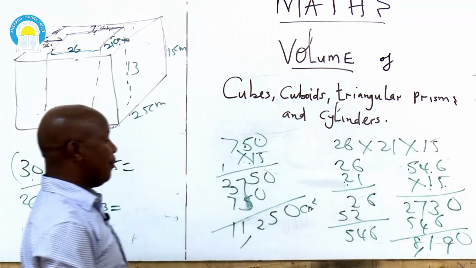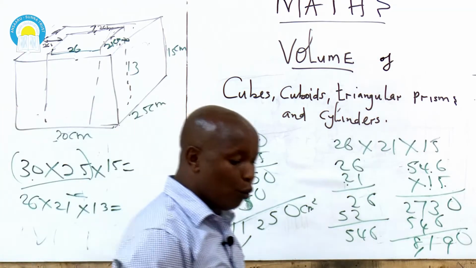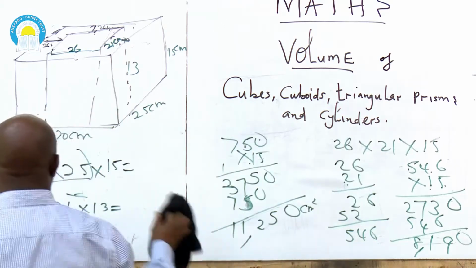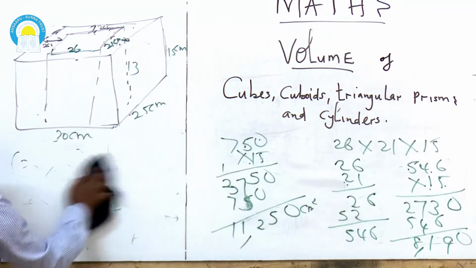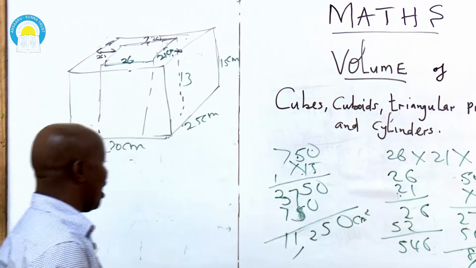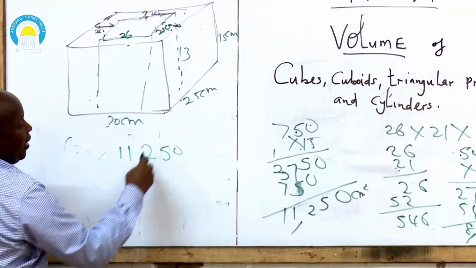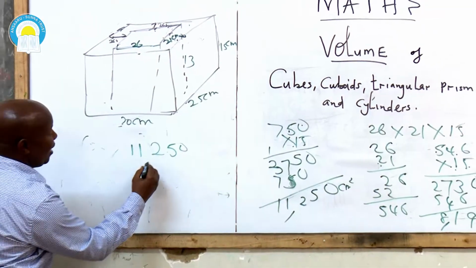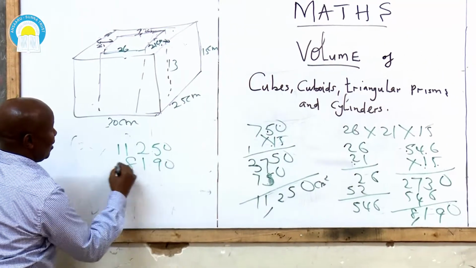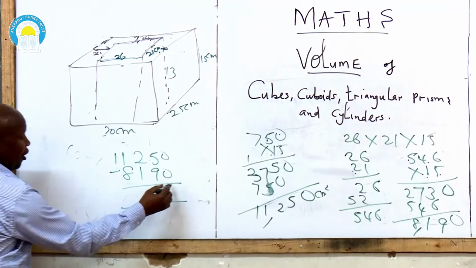The volume of the hole is now 8,190. So what you do now, you subtract the volume of the big box minus the volume of the hole. The volume of the big box now is 11,250. Then you take away now 8,190. KCPE question.